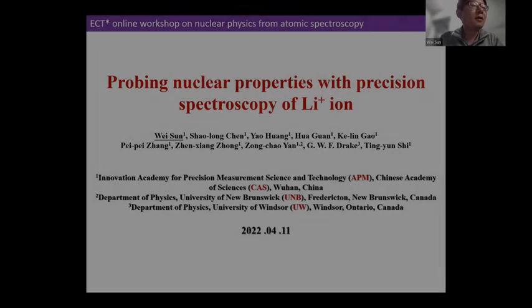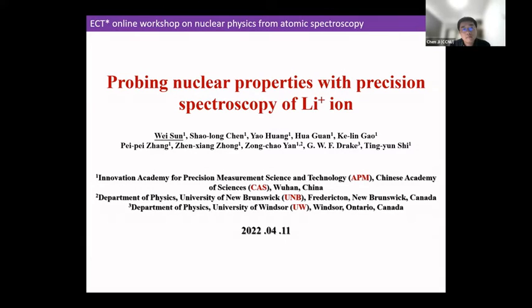Good afternoon. First of all, I would like to thank the organizers for asking me to give this talk at this workshop. I'm honored to have this opportunity to introduce our recent progress on the precision spectroscopy of the lithium ion, especially in the presence of such a lot of distinguished physicists. So as the title says, in this talk, I'm going to give an example of determining nuclear properties from high-precision atomic spectroscopy.